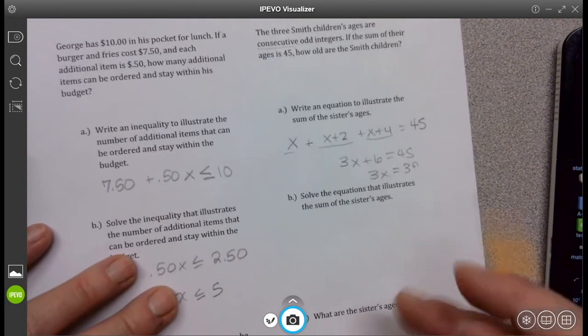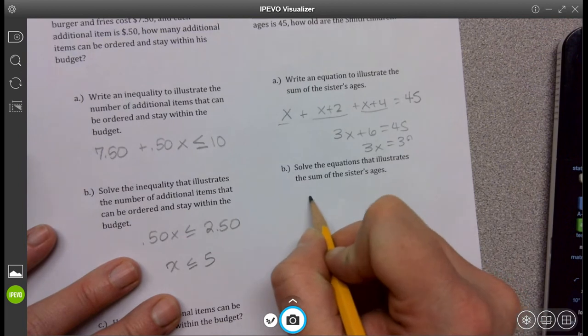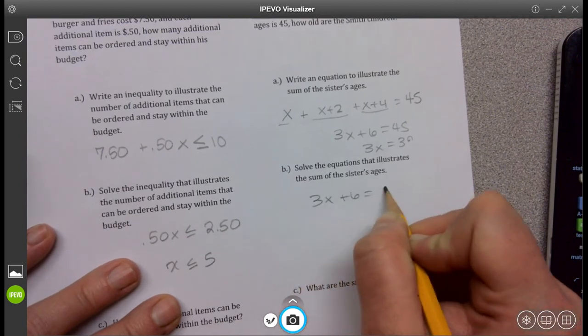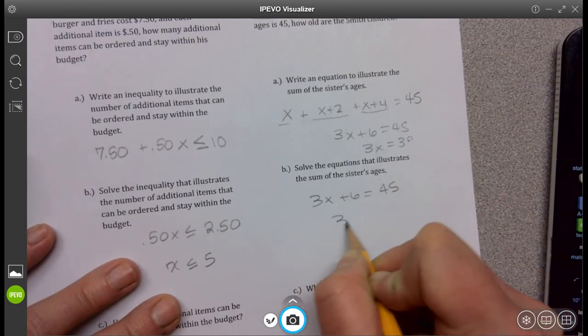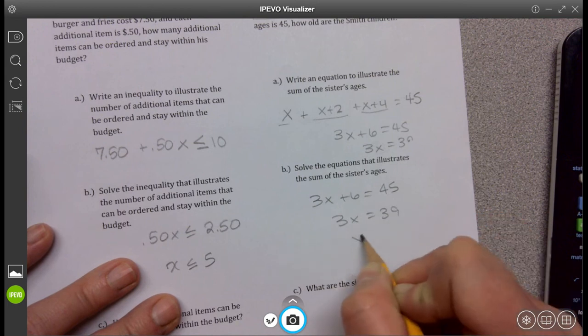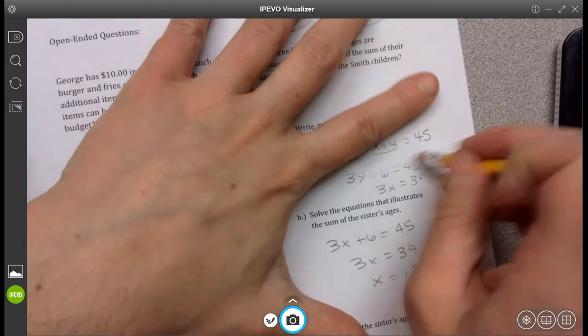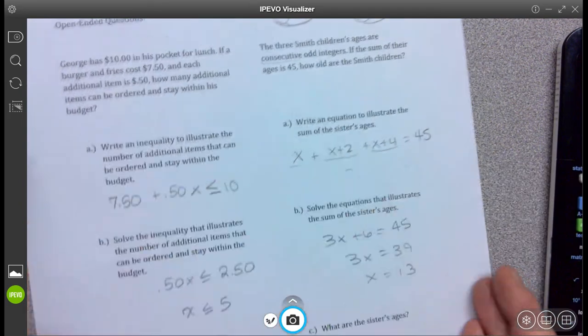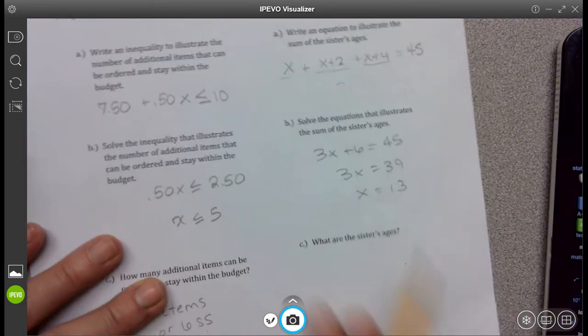Oops, I didn't ask that there. It says solve the equation that illustrates. I should have been writing it down here. Well, if that's the case on your Keystone, then you erase it and you rewrite it. That was an equation to get us started, and now we're simplifying and solving.